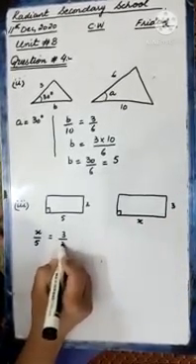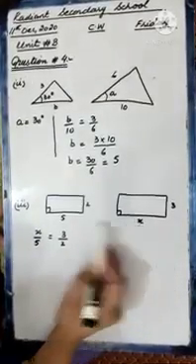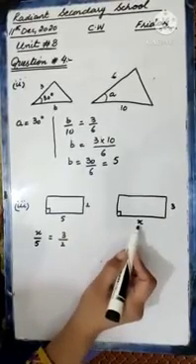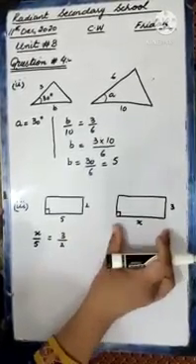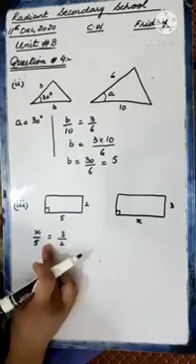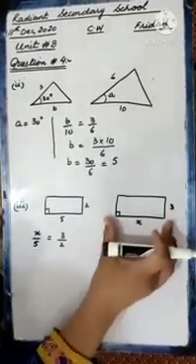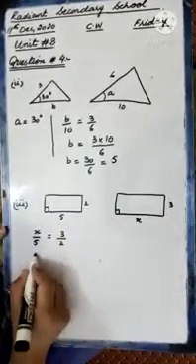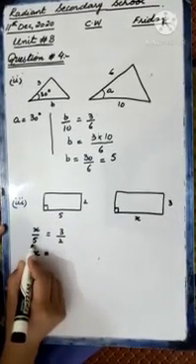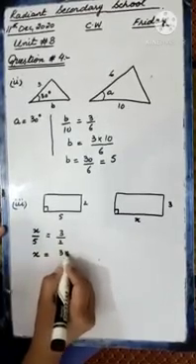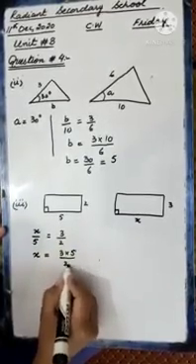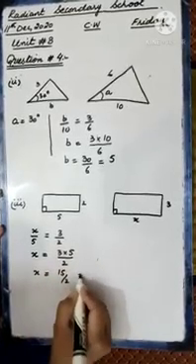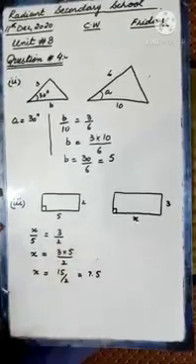3 ratio 2. You cannot do like this, x ratio 5 is equals to 2 ratio 3. It will be wrong because you have taken first corresponding side of this figure. So after equality you have to take the same figure first. X ratio 5 will be equals to 3 ratio 2. Now again 5 is dividing here. On the other side it will be multiplied. So x will be equals to 15 by 2, which is equals to 7.5.